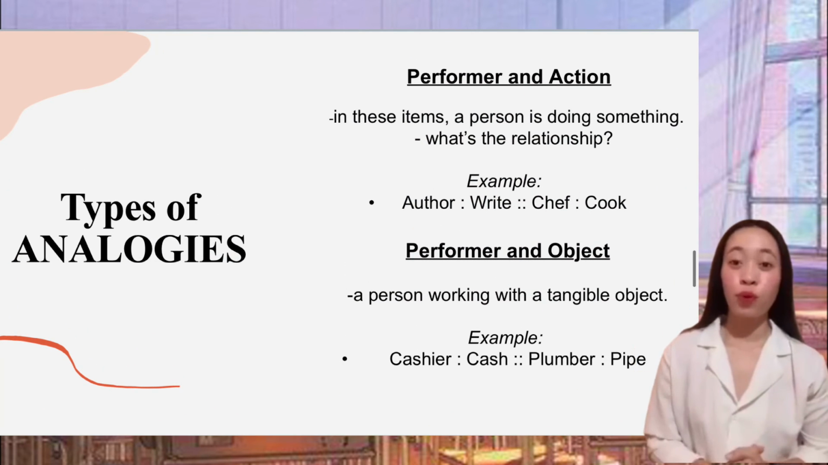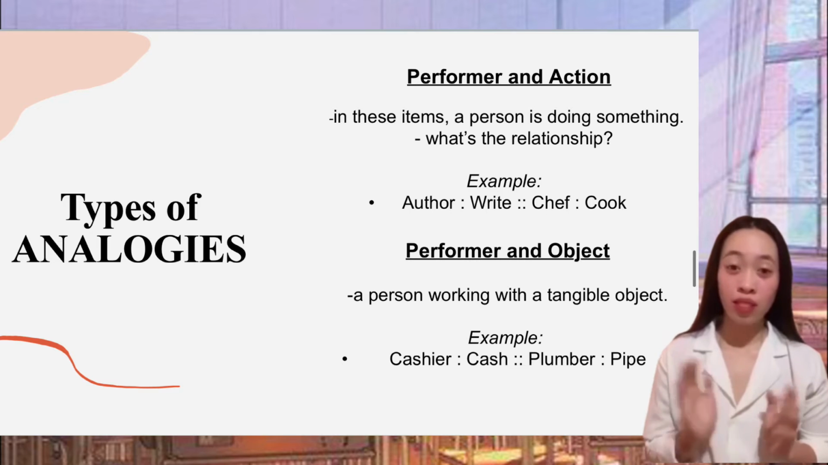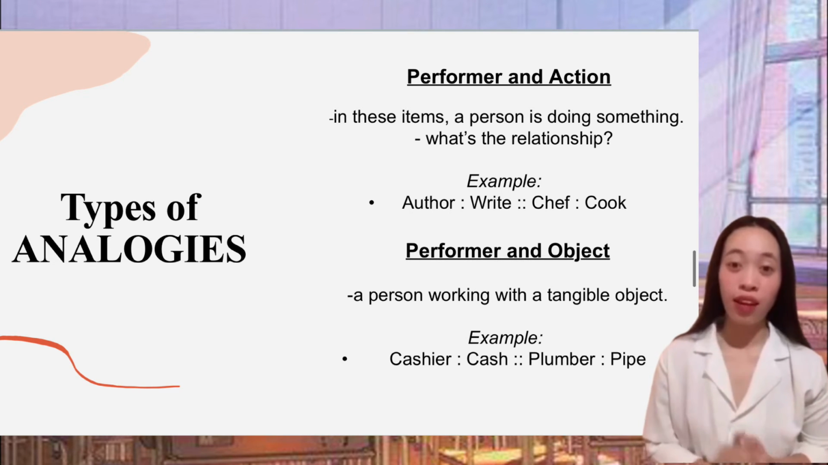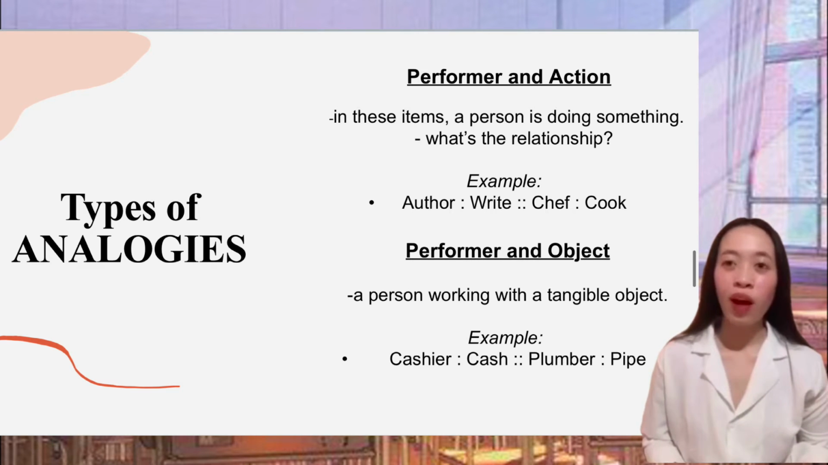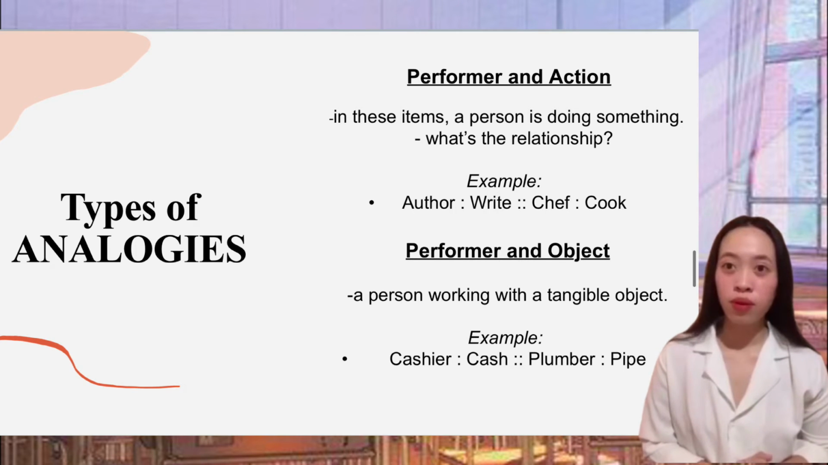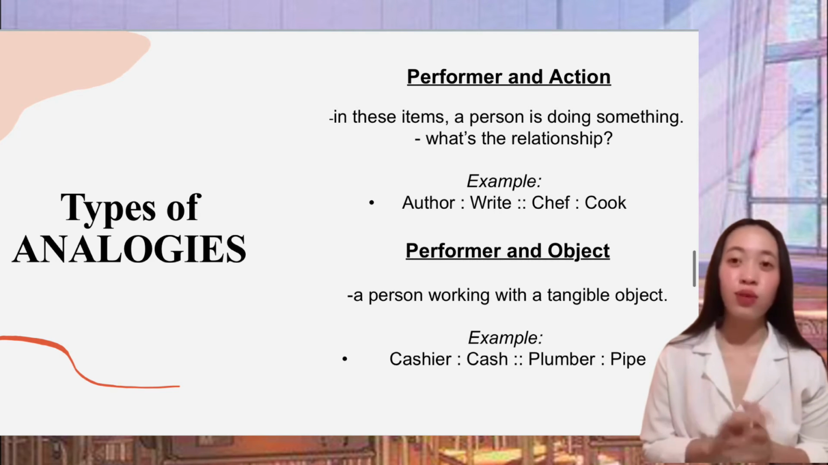So next, performer and action. In these items, a person is doing something. So what's the relationship? The relationship is a person or an animal and an action associated with them. As you can see in the example, the first word is author. So the next word is what the author does? Yes, to write. Next word is chef. So what does the chef do? Yes, to cook.